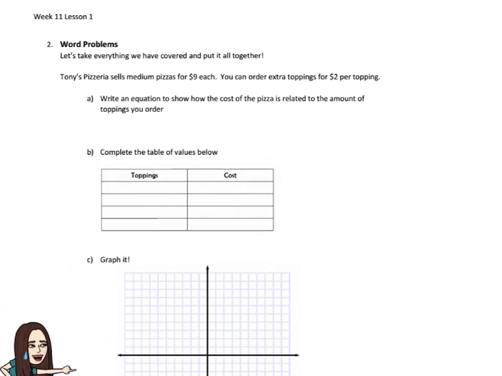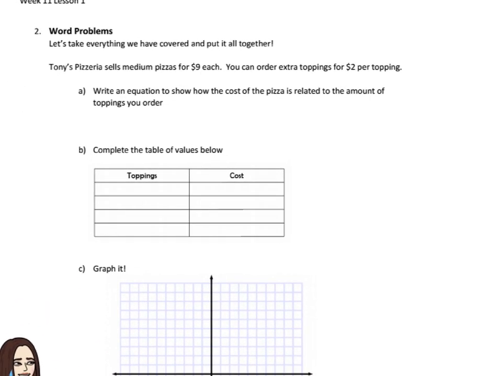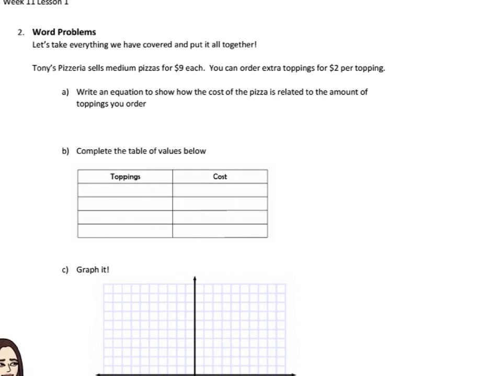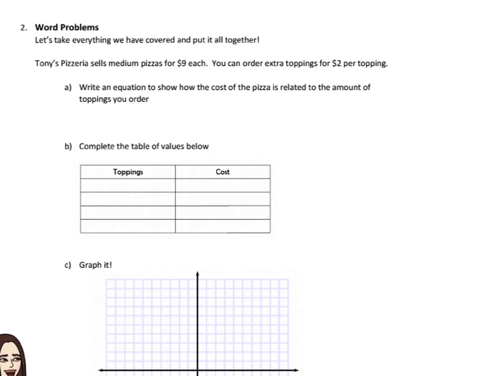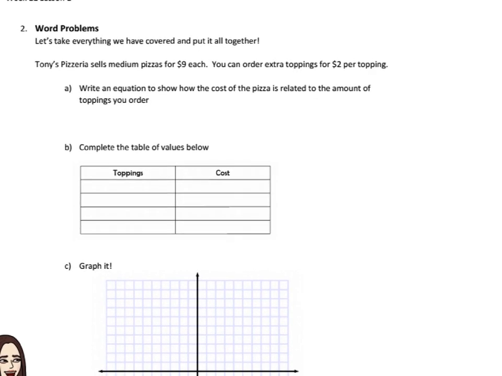So we have our graph here. Let's go into a word problem. We're going to take everything we've covered and put it all together. We went over how to make equations when you're given a sentence. We're going to use that here. So we have Tony's Pizza Place sells medium pizzas for $9 each. You can order extra toppings for $2 per topping.